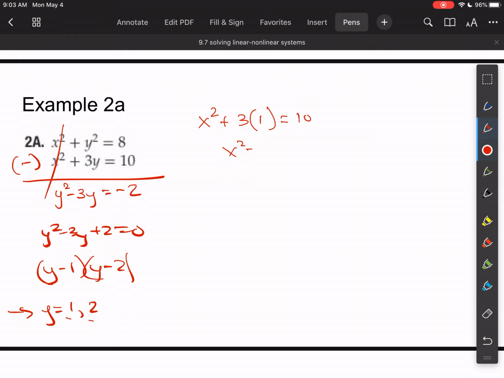Therefore, x squared is equal to 7. X is then equal to, if you take the square root of both sides, plus or minus square root of 7. So here we go. Here's one set of solutions, and then I'll give you another one.